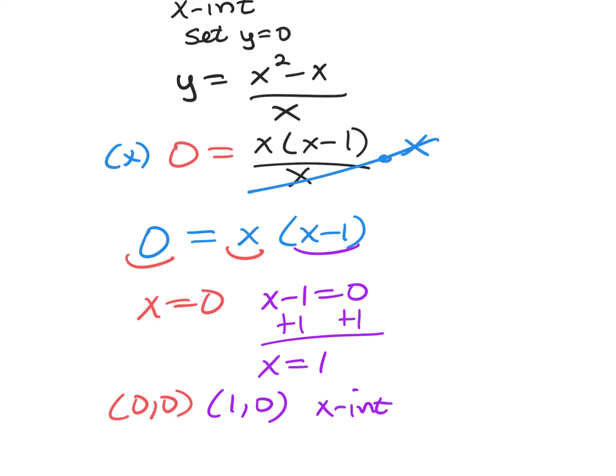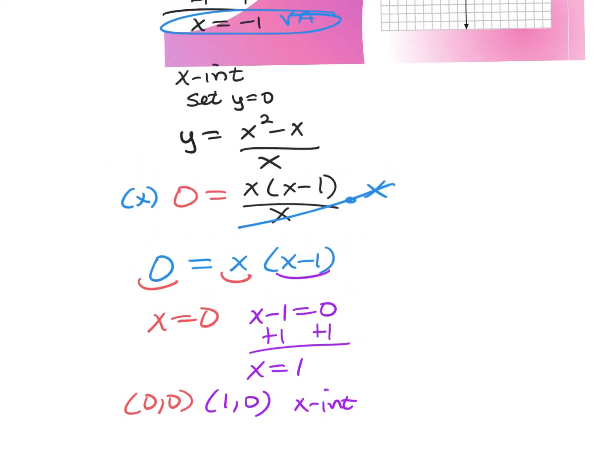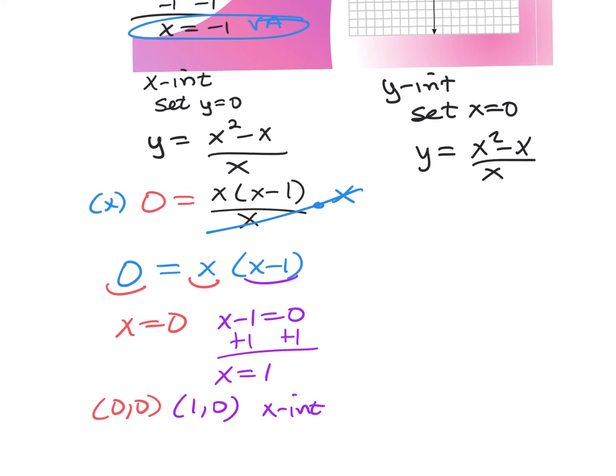Now I need to find a y-intercept. So to find the y-intercept, I'm setting x equal to 0. So once I do that, I take my y equals x squared minus x over x. And then once I plug in all these x's, oh, this is an x plus 1. Let me fix this. So this is x plus 1 here. It doesn't matter. But again, let's go ahead and plug in zeros for all these x's.